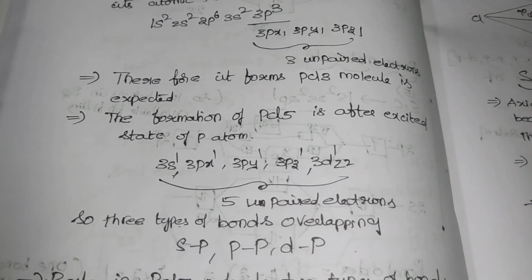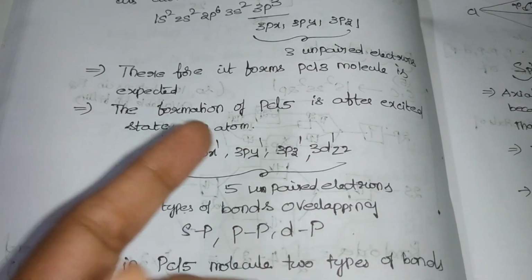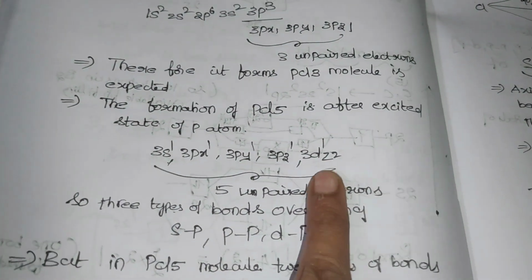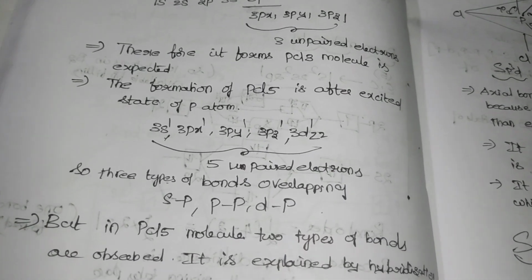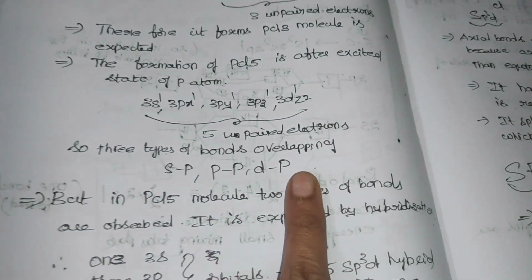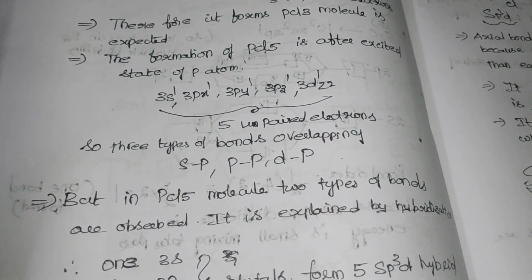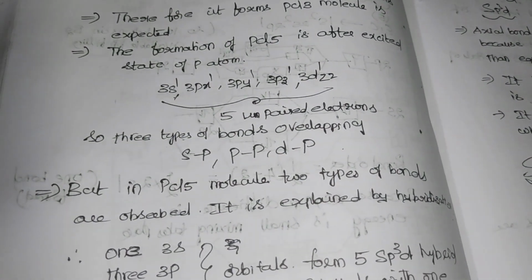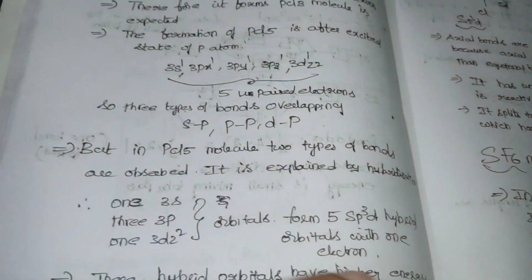So what types of bonds are forming here? We can say s with p, p with p, or d with p. So 3 types of overlap, like sp, pp and dp, are possible. But in the PCl5 molecule, only one type of bond is observed. This is explained by hybridization. Let's see what the bonds are.